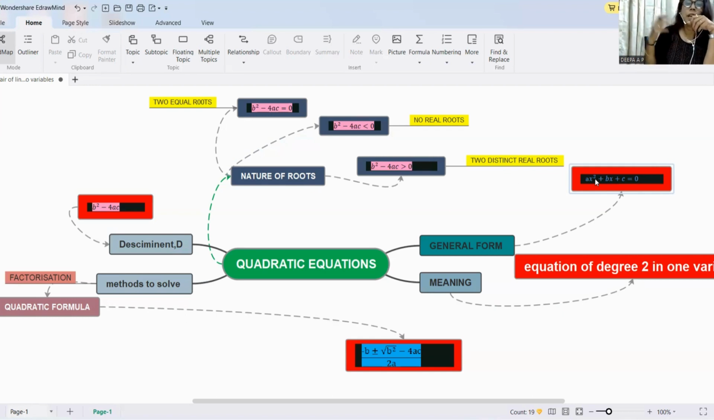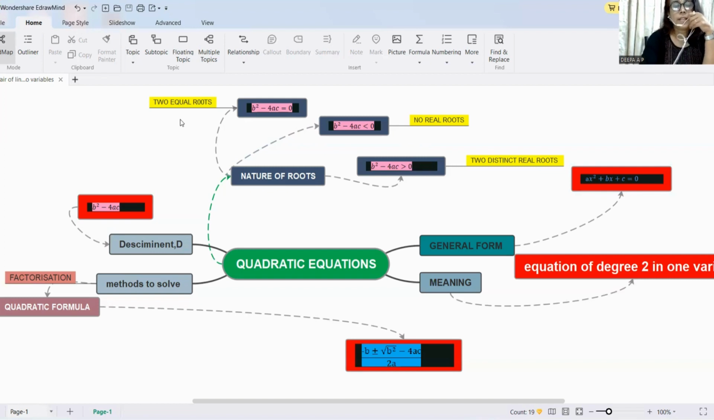Okay. Sometimes it will have 2 equal roots. Sometimes the roots will be different. Solutions will be different. Okay, different. And sometimes no real roots will be there. When can we say equal roots, when can we say distinct real roots, and when can we say imaginary roots? Here, if b square minus 4ac is equal to 0, then 2 equal roots.